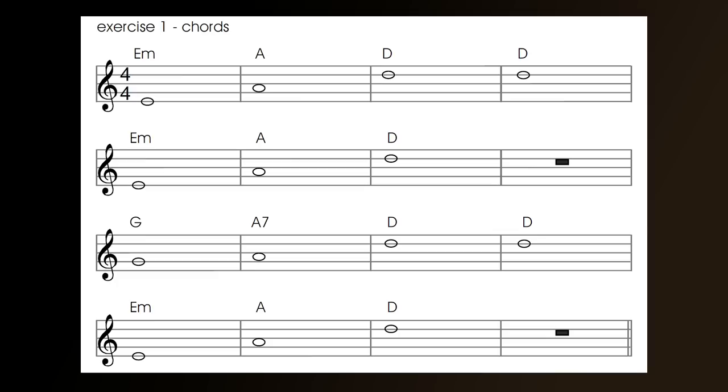Now this is simplified, because in the real music you'd have every note within the chord. However, just so you get used to seeing them on the correct lines, I've placed each semibreve on the appropriate line. So for example, when you see an E minor, the semibreve will be on the E line. Or when you see an A, the semibreve will be on the A space.